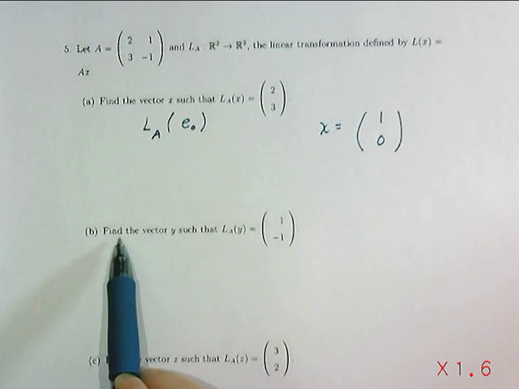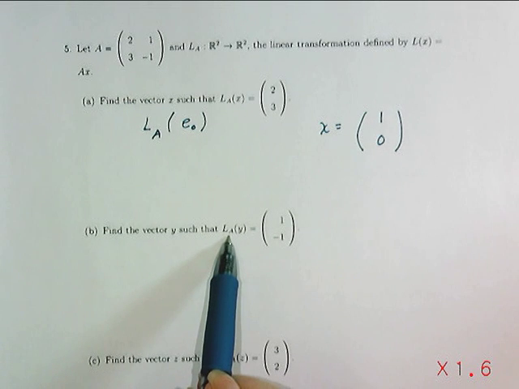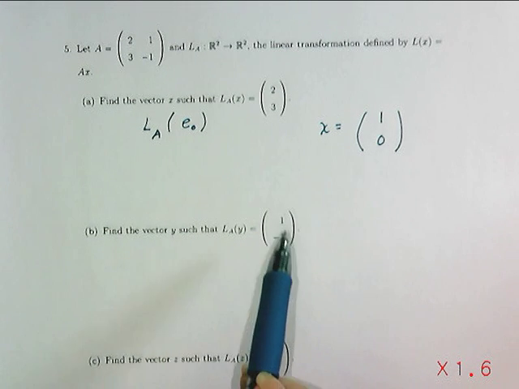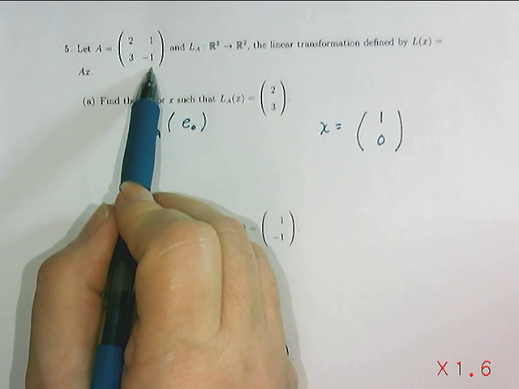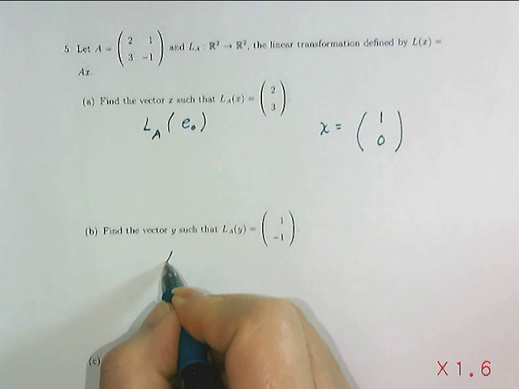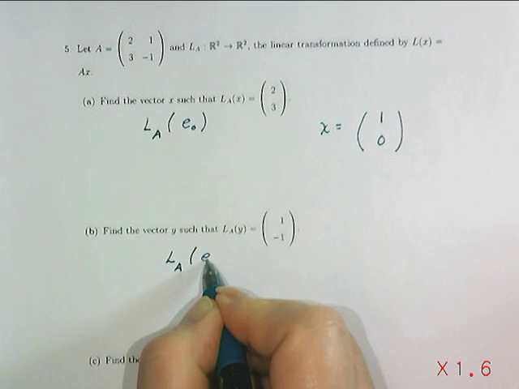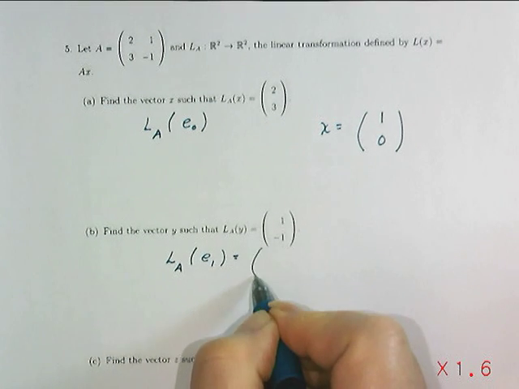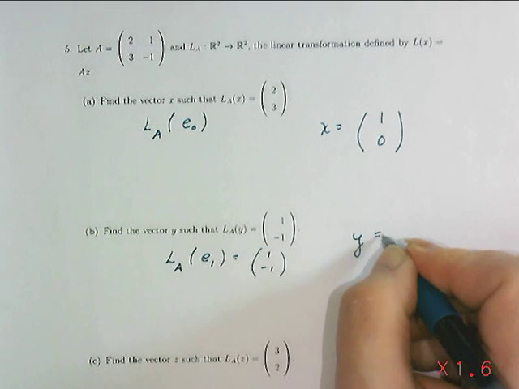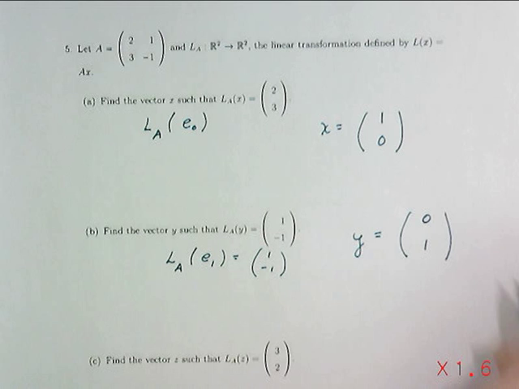So now we want to find a vector y such that L of A of y is the vector 1, negative 1. And again, notice that 1, negative 1 is the second column of A. And I know that if I look at how this linear transformation maps e1, it will be to the second column of A. And that means the y I'm looking for is the second unit basis vector, or the vector with first component 0 and second component 1.